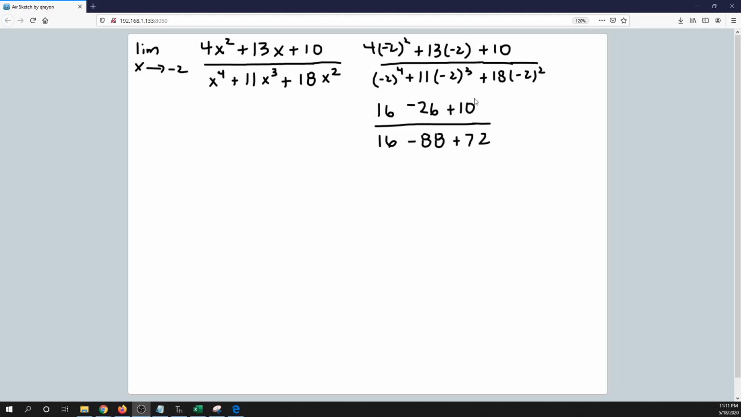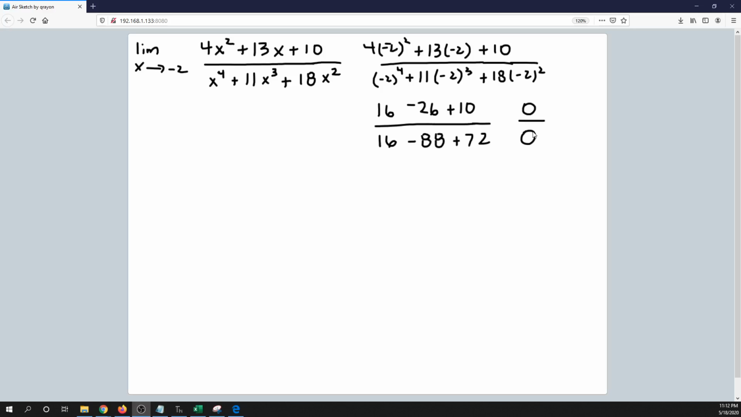All right, and so on top I have 16 plus 10 is 26. Minus 26 would give me a 0 on top. And on the bottom, 16 plus 72, that's 88. Minus 88 is going to give me a 0. So we have a 0 over 0. Remember, that is an indeterminate form, and that is never the correct answer in one of these limit problems.